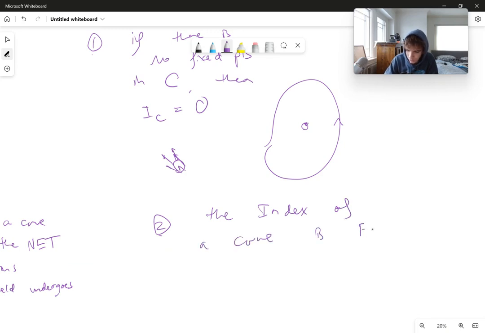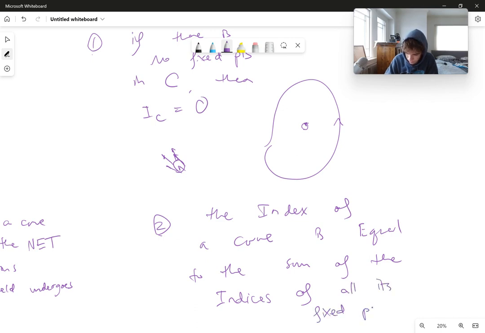Okay. Now, secondly, the index of a curve is equal to the sum of the indices of all its fixed points. By its fixed points, I mean the fixed points that it encloses, okay?